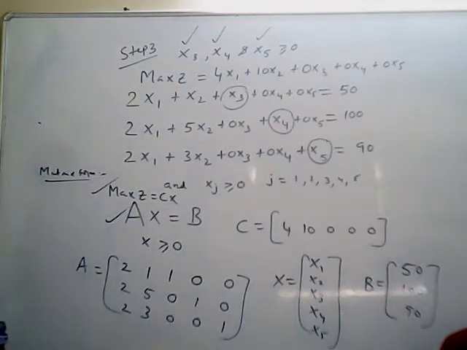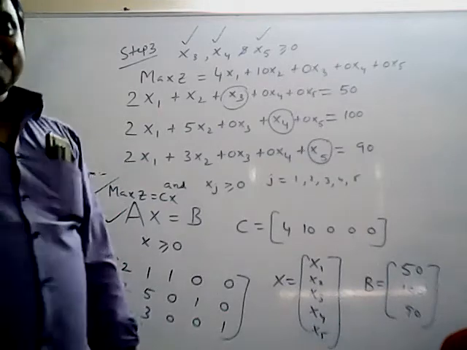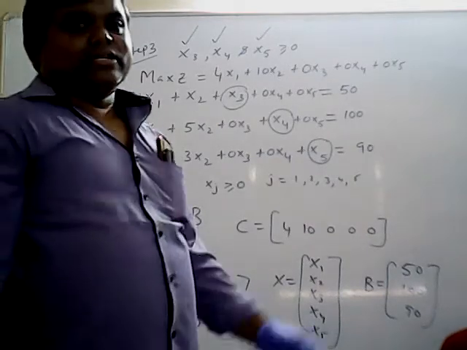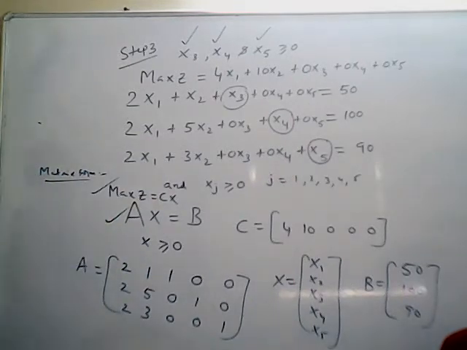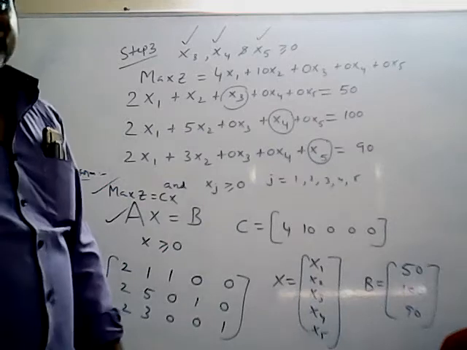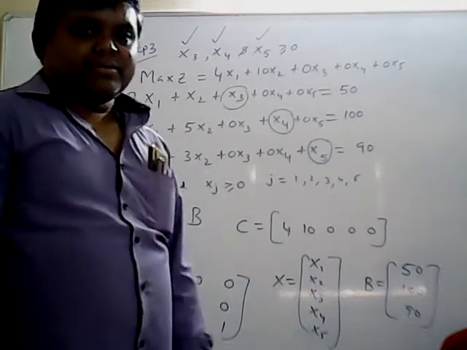How will you write the standard form? If all are less than or equal types, then include the slack variables so that the inequalities become equalities. After that you can write a matrix form like this. I hope all of you understood. This is the first problem. A little bit of confusion will be there. If you practice well, then automatically you can understand the method.